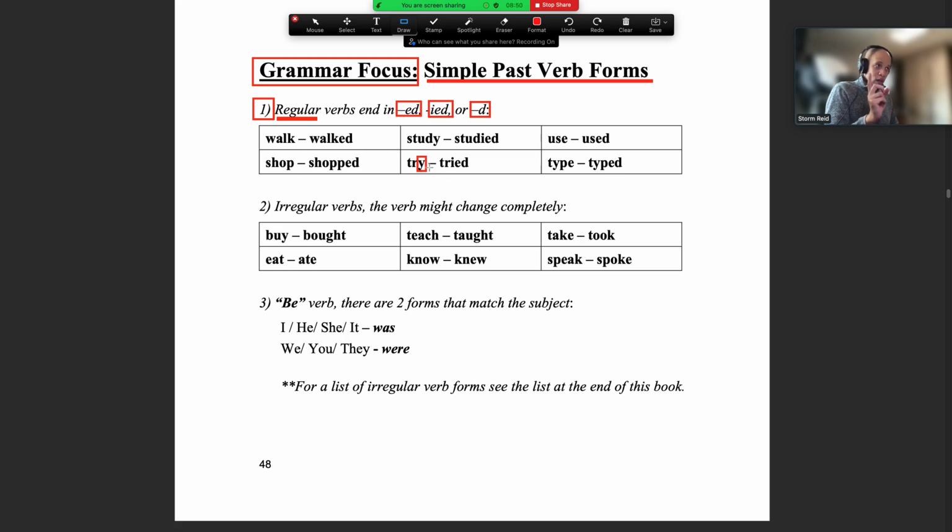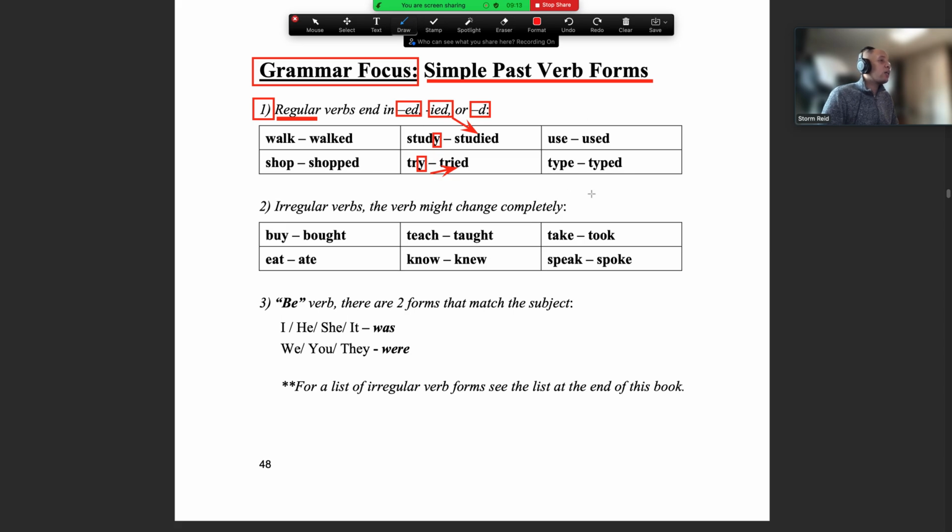So if a word ends in the letter y, then we can use IED, all right? Remember it was IES, this one's IED, when we're using 과거형. That's an easy one to remember. So study, IED, studied. Try, IED, tried. That's an easy one to remember, okay?